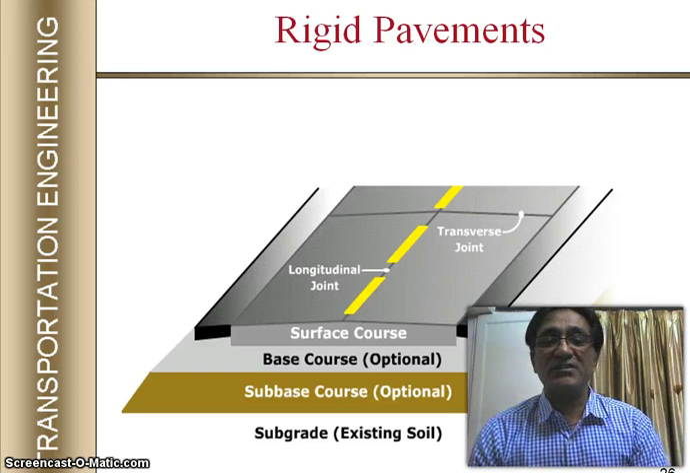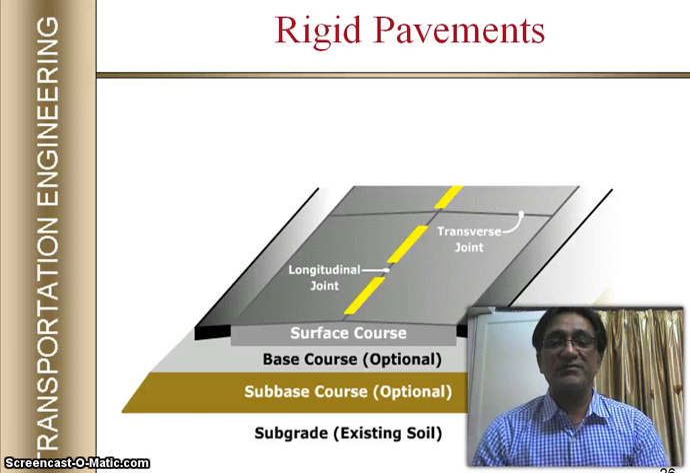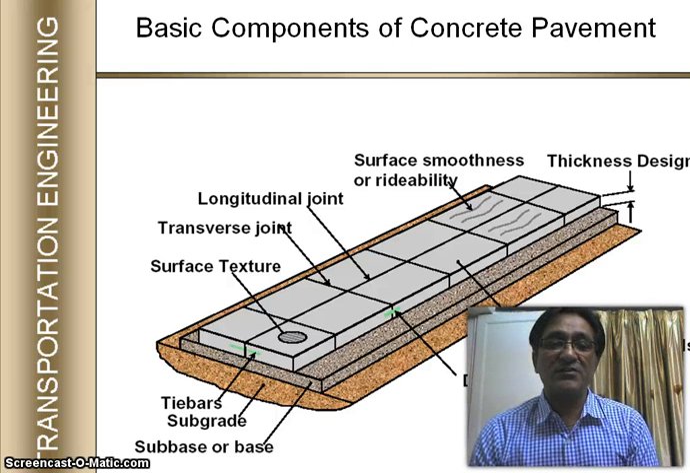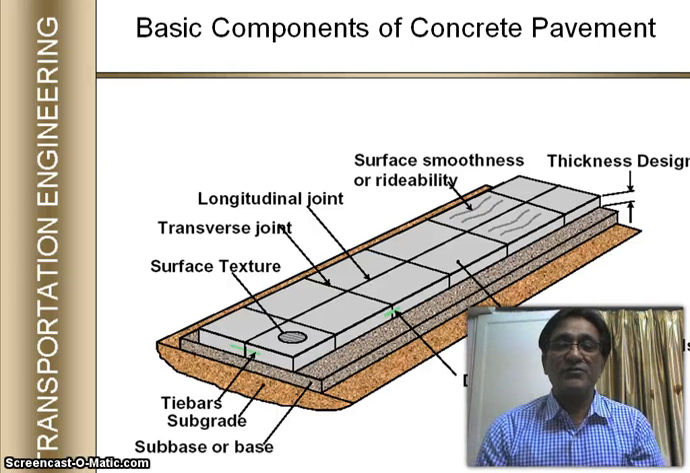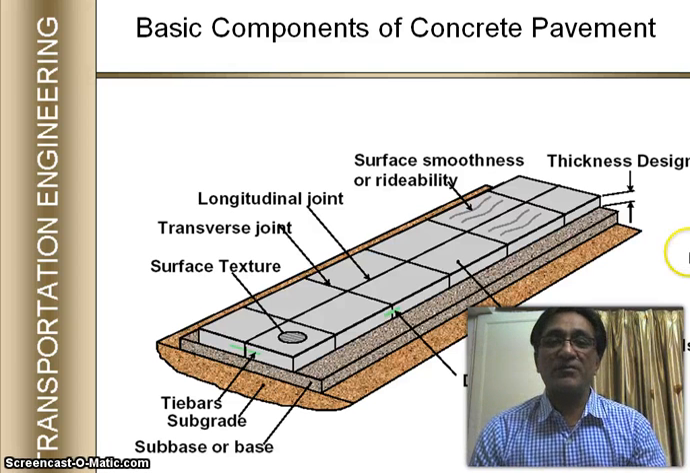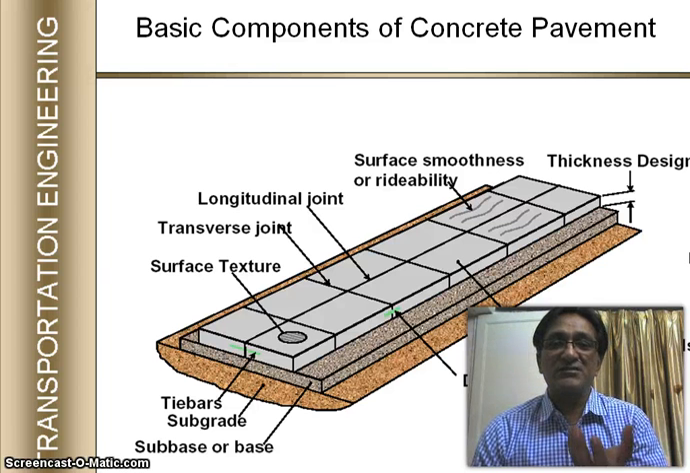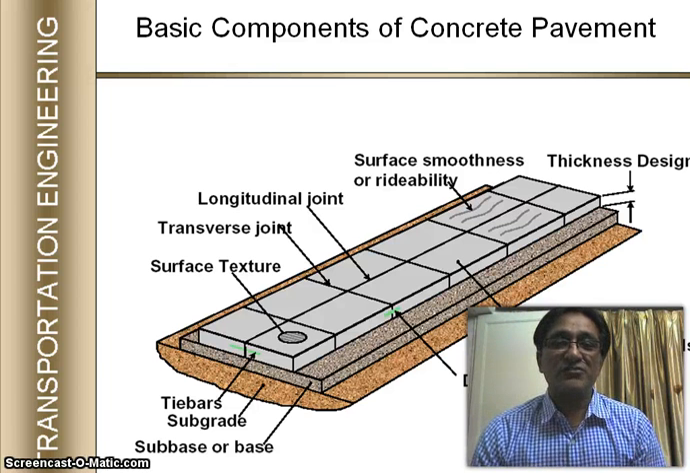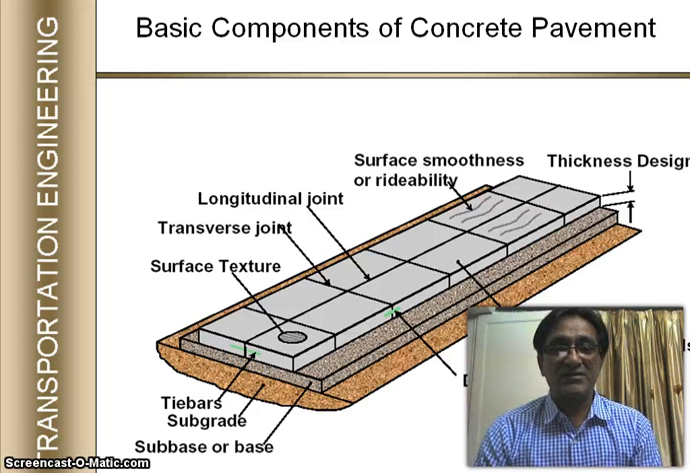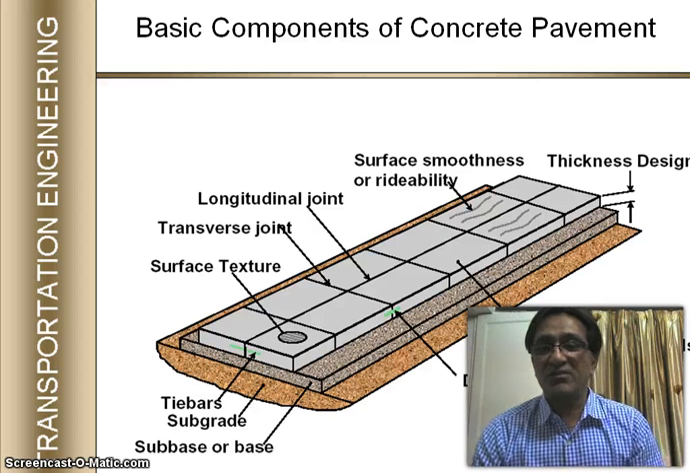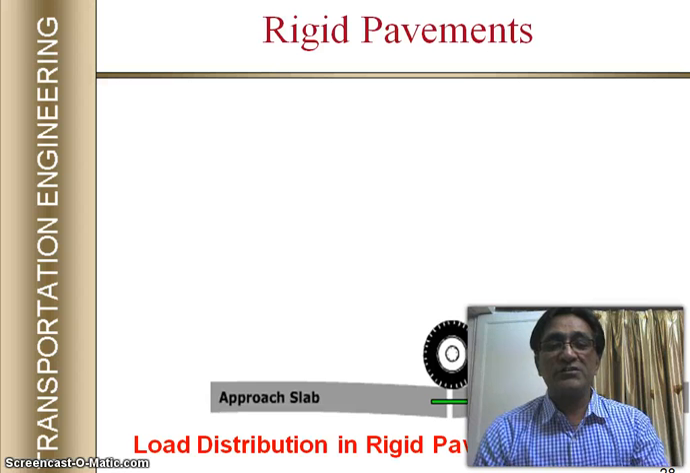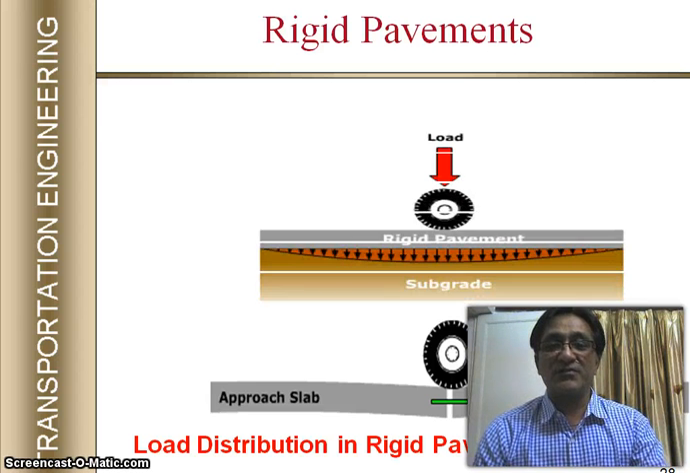The figure shows the various layers of the rigid pavement which we saw earlier. The basic components of the concrete pavement, as you can see from the figure, include thickness, surface smoothness, longitudinal joint, transverse joint, surface textures, tie bars, sub base or base, dowel bars, concrete materials, etc. Load distribution in the rigid pavement we can show from the figure.